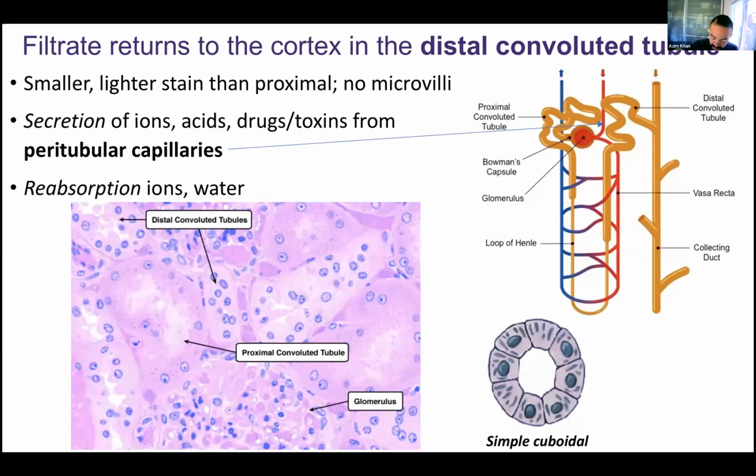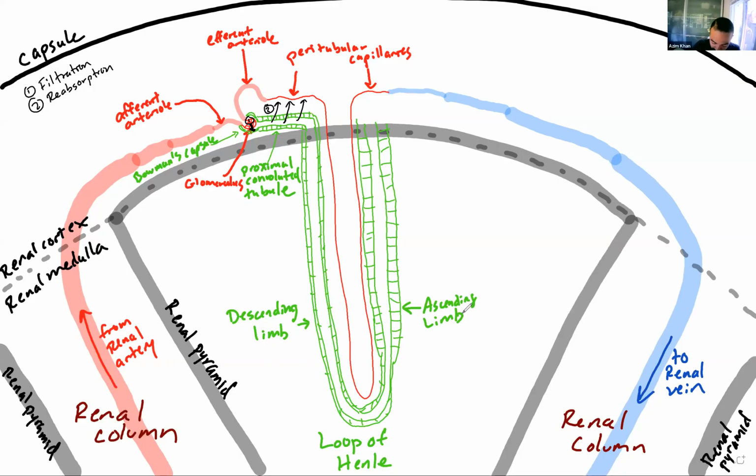Now we've made it. Bowman's capsule, proximal convoluted tubule, descending limb, ascending limb. Descending limb, we've only absorbed water. Ascending limb, we've absorbed ions. Oh, and I forgot to point out one more thing. So I'm going to go back to my drawing. I forgot to point out the vasorecta. So let's point out the vasorecta. I've already drawn it. I just need to point it out.